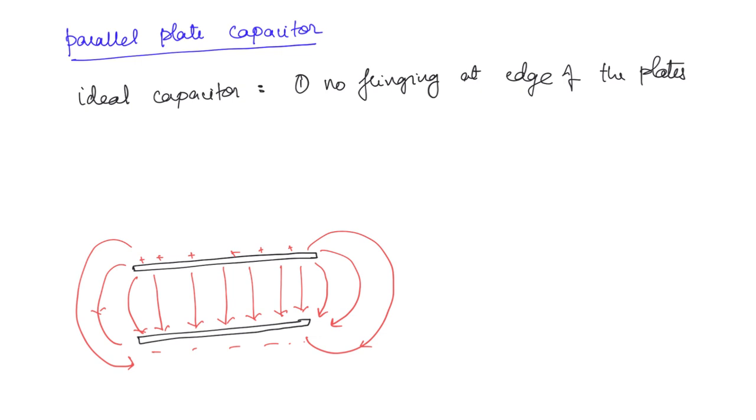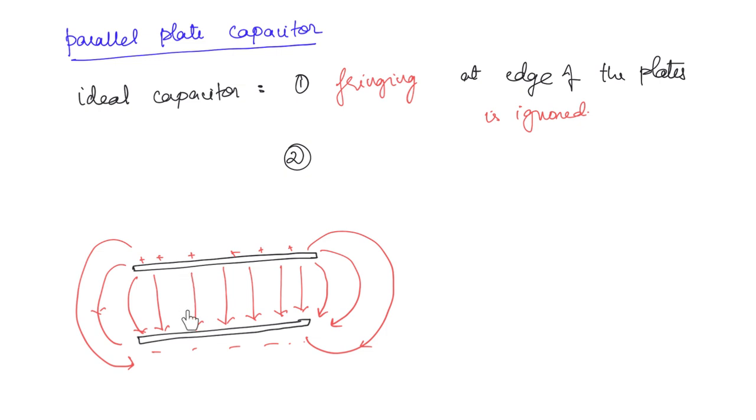But for an ideal capacitor, what we do is we ignore fringing, or rather than saying there is no fringing, we can say fringing is ignored. Fringing at the edge of the plates is ignored. Okay, so that is one thing. And also the plate separation is considered.